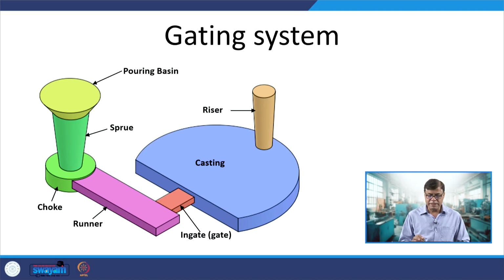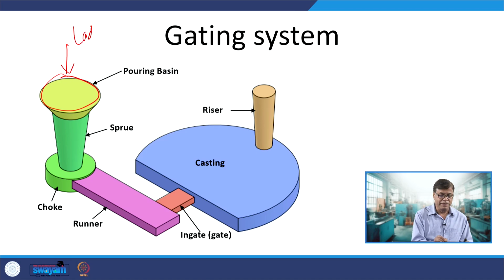As far as the gating system is concerned, this is the pouring basin where the molten metal is fed with the help of a ladle. The metal is received from the furnace, transported with the help of the ladle, and poured into the pouring basin.